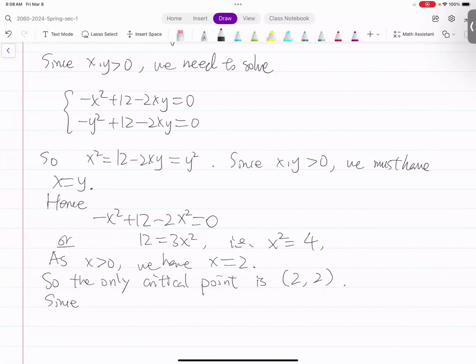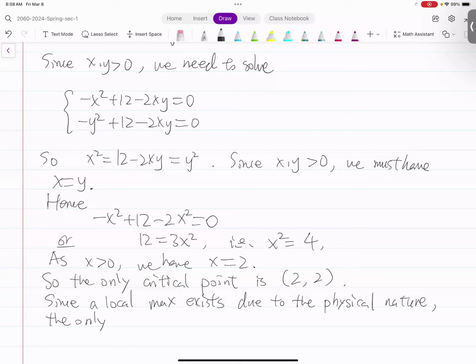Since a local max exists due to the physical nature of the problem, the only critical point has to be the local max.